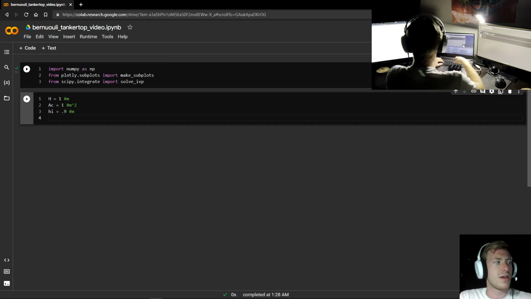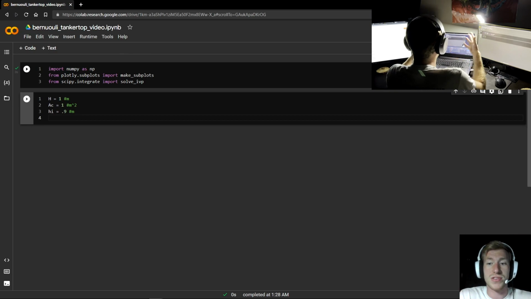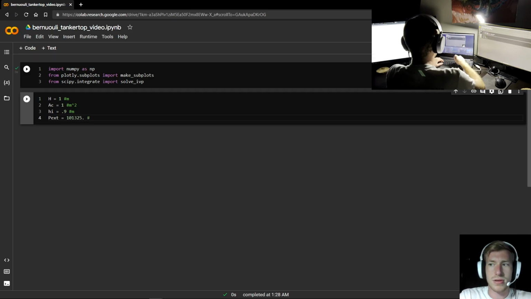The next thing we're given is the pressure above the liquid inside of the tank, so P2 as we called it, but that we said was equal to the pressure outside the container, P external. So I'm just going to call it P external, and that's going to be equal to 101.325. That's going to be in pascals.